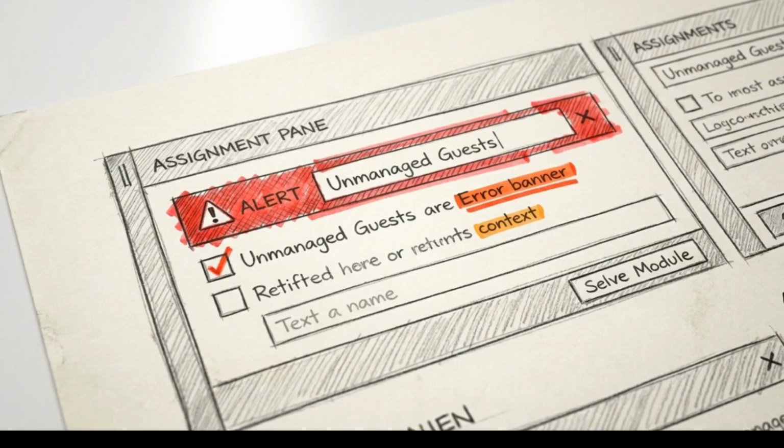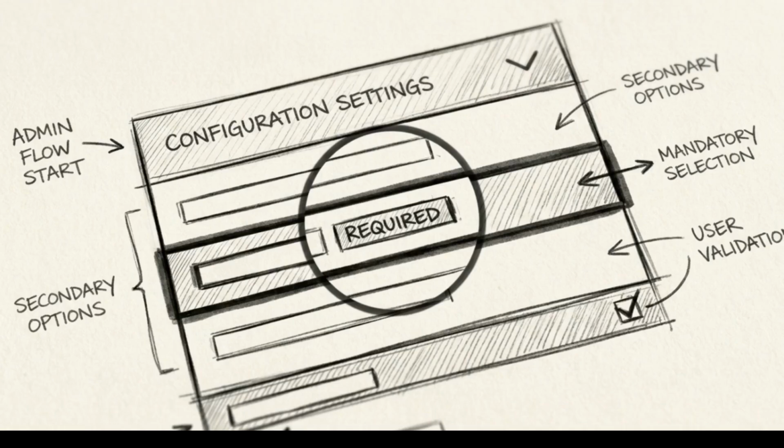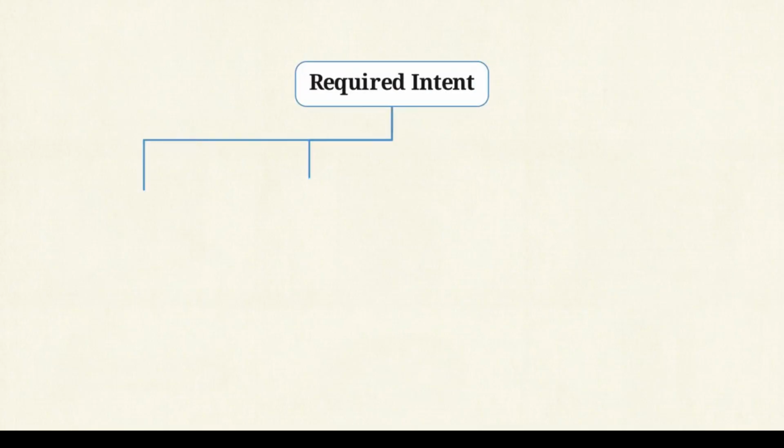A common operational failure here is pushing software to the wrong target group. To avoid this, we ensure the assignment is explicitly set to all Intune devices. Notice the Required tag highlighted in this Assignments dropdown. This intent setting forces the installation on the endpoint, rather than leaving it as an optional download for the user.